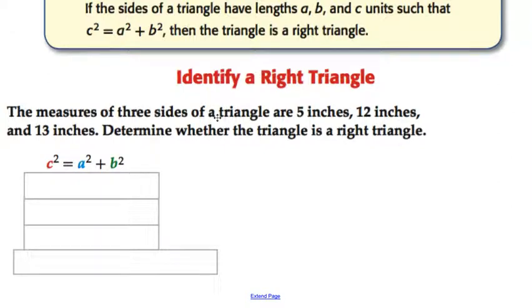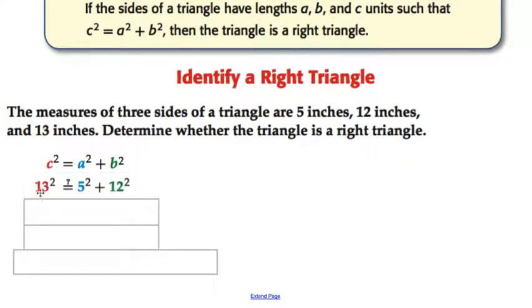Here's an example. It says the measures of three sides of a triangle are 5, 12, and 13. Determine whether the triangle is a right triangle. Well, if it's a right triangle, it will follow the formula. So let's put the numbers in. Now the main thing to make sure that you're aware of when you plug the numbers in is the biggest number, which in this case is 13, that has to go where c is. Remember that hypotenuse is the longest one, and it won't work if you don't recognize that.